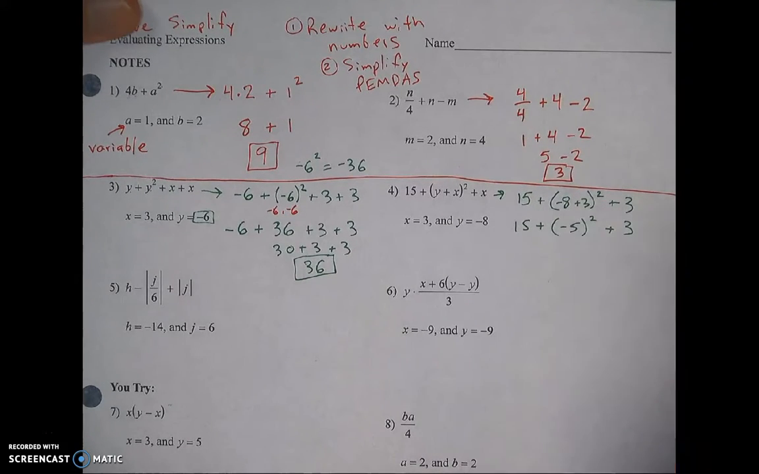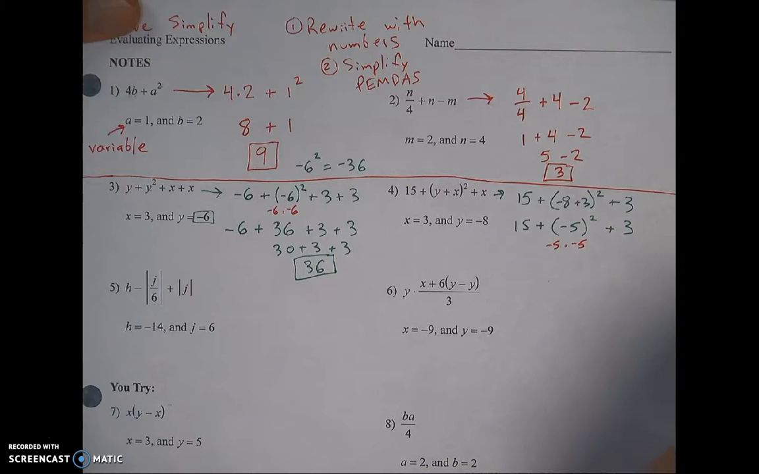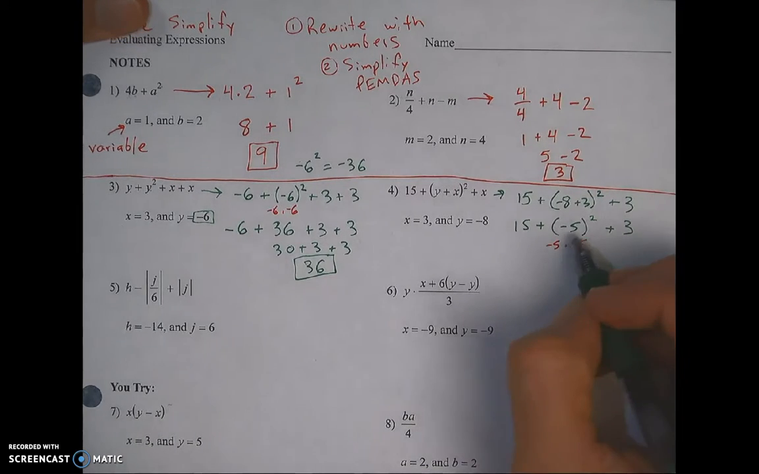So again, if you don't write it with the parentheses and you plug it in your calculator, it's going to give you the wrong answer. You need to be smarter than the calculator, because it's going to do whatever you tell it to do. If you tell it to do the wrong thing, that's your fault. So it's negative 5 squared. Negative 5 times negative 5. That's a positive. Two negatives make a positive.